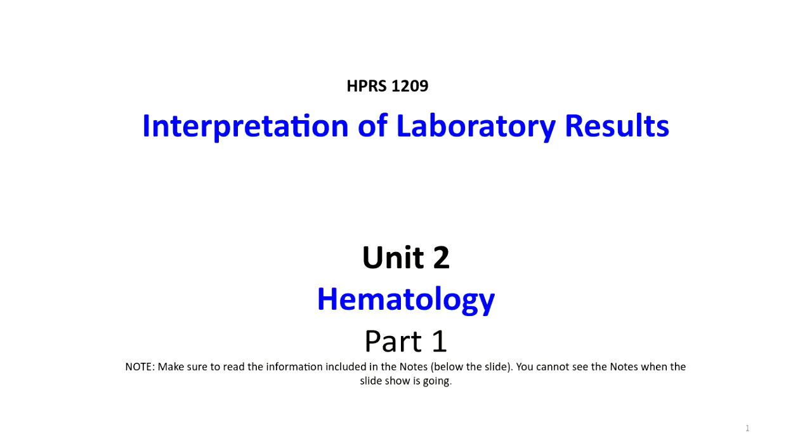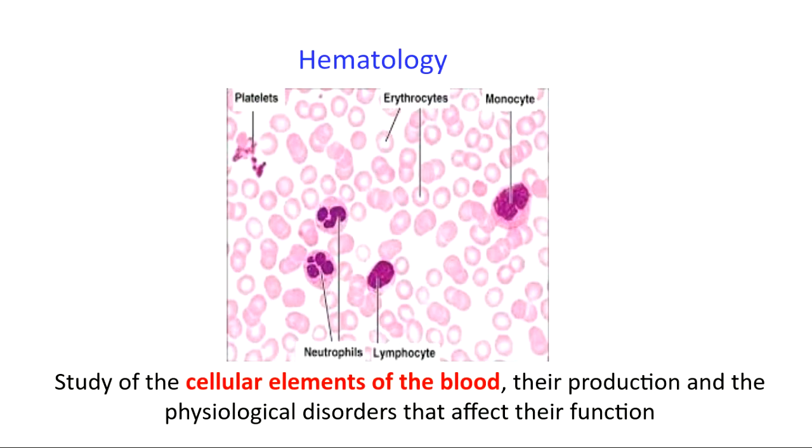Interpretation of laboratory results. This is Unit 2, Part 1, Hematology. As we have said before, hematology is the study of blood cells that are produced by the bone marrow. It includes white blood cells, red blood cells, and platelets. And we are concerned about their normal function, and we need to understand the basic function to be able to diagnose whenever there is a problem with any of those cells.